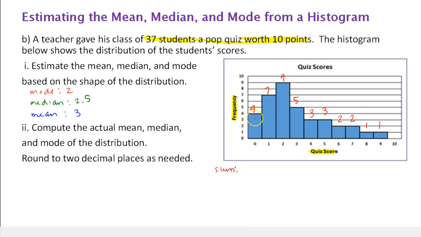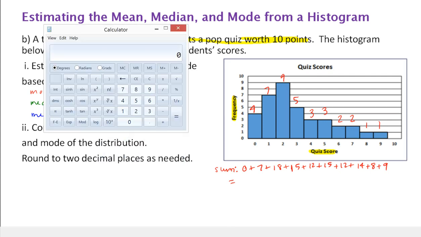0 times 4 is 0. 1 times 7 is 7. 2 times 9 is 18. 3 times 5 is 15. 4 times 3 is 12. 5 times 3 is 15. I think we lost a 1 here. That was from 3 times 5. 6 times 2 is 12. 7 times 2 is 14. And then we have 1 eight and 1 nine. So now let's add these up on the calculator.